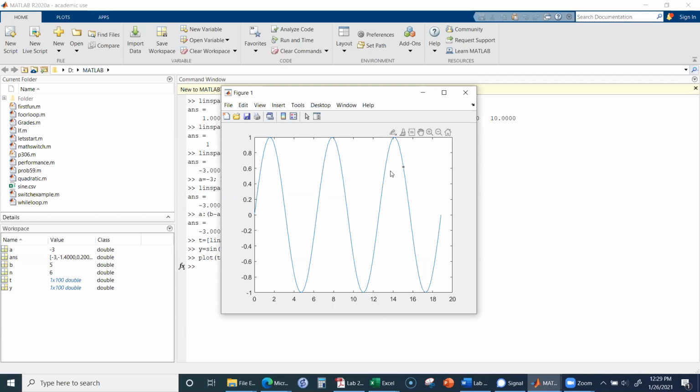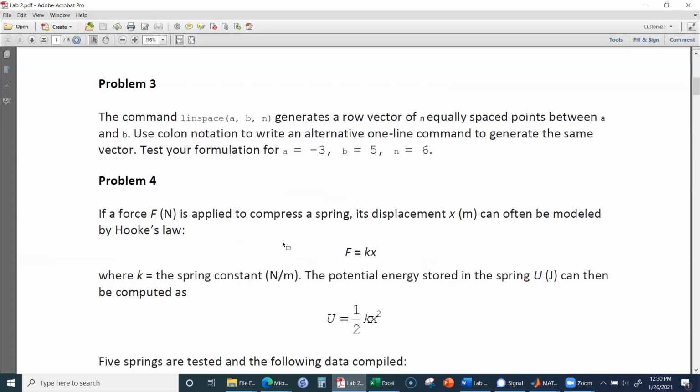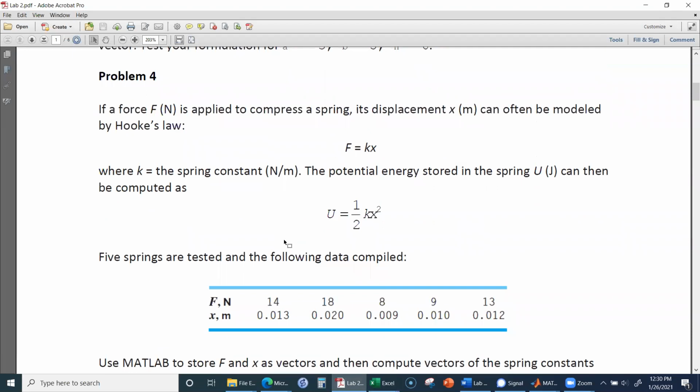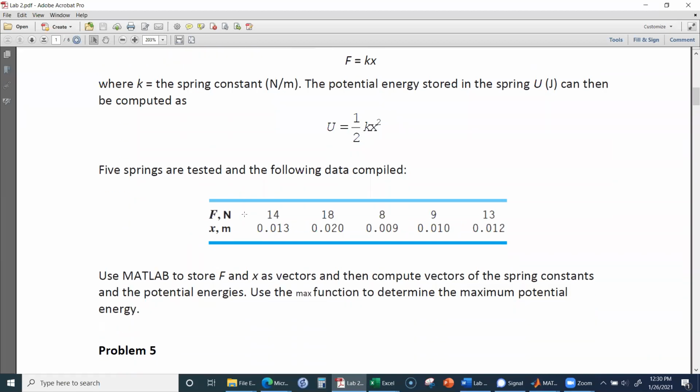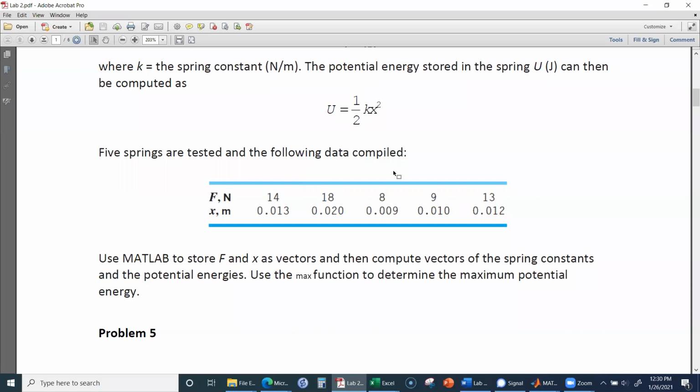Okay, next, let's try the next problem. Problem number 4. If force F is applied to compress a spring, its displacement x in meters can often be modeled by Hooke's law, F is equal to kx, where k is the spring constant, and the potential energy stored in the spring can be computed as U is equal to half kx squared. Five springs are tested and the following data is compiled. The F is this, x is this.